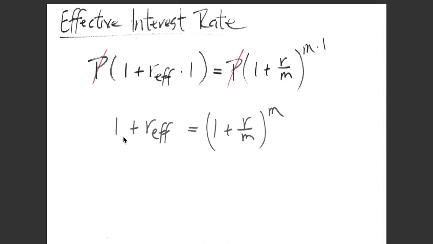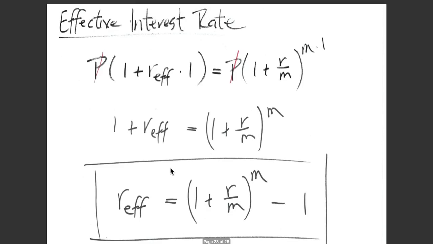We can cancel the P's and we get this equation, and then just subtract 1 from both sides, and you get the effective rate is 1 plus the actual rate, sometimes in this situation called the nominal rate, R, divided by M, raised to the M power, and then minus 1. So that's how you compute the effective rate given a compound interest rate of R.